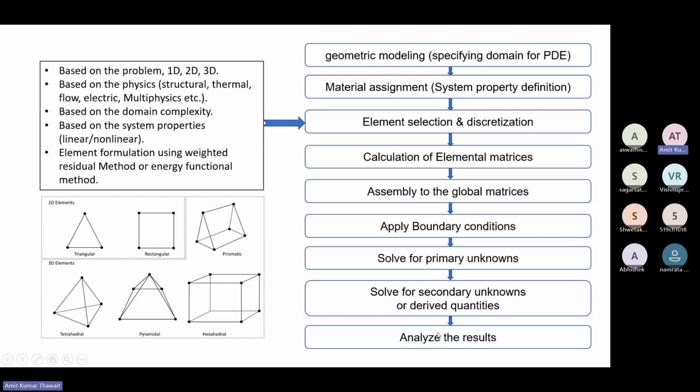Again, if the results are as per our expectations, if we are able to match the results with some experiments, then it is okay. Otherwise, we repeat this process from the starting point. So we see if some geometric feature we are missing or some material aspect we are missing, like that. So, can we use some different elements?